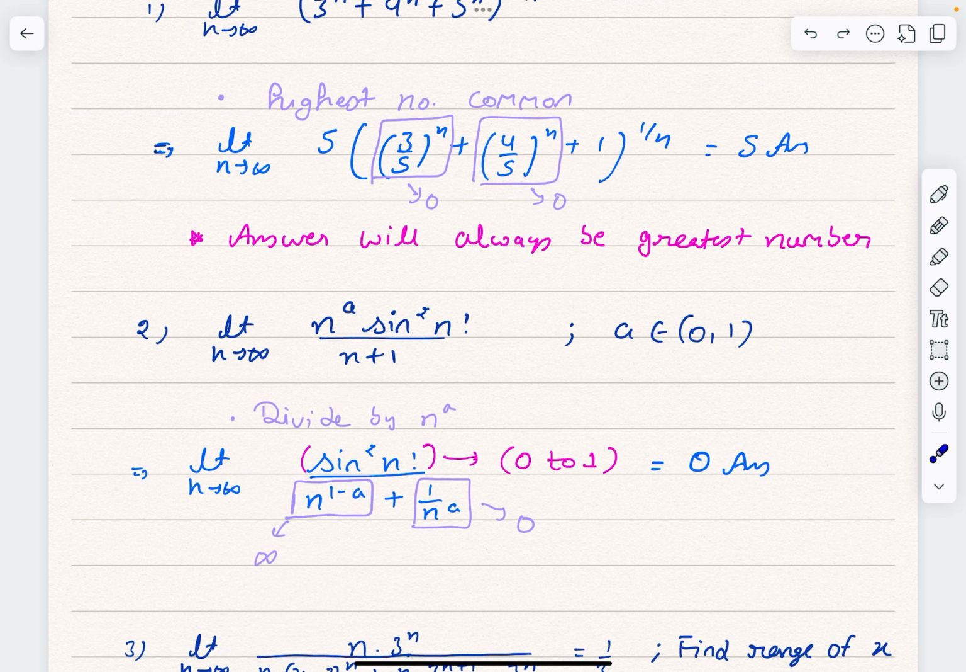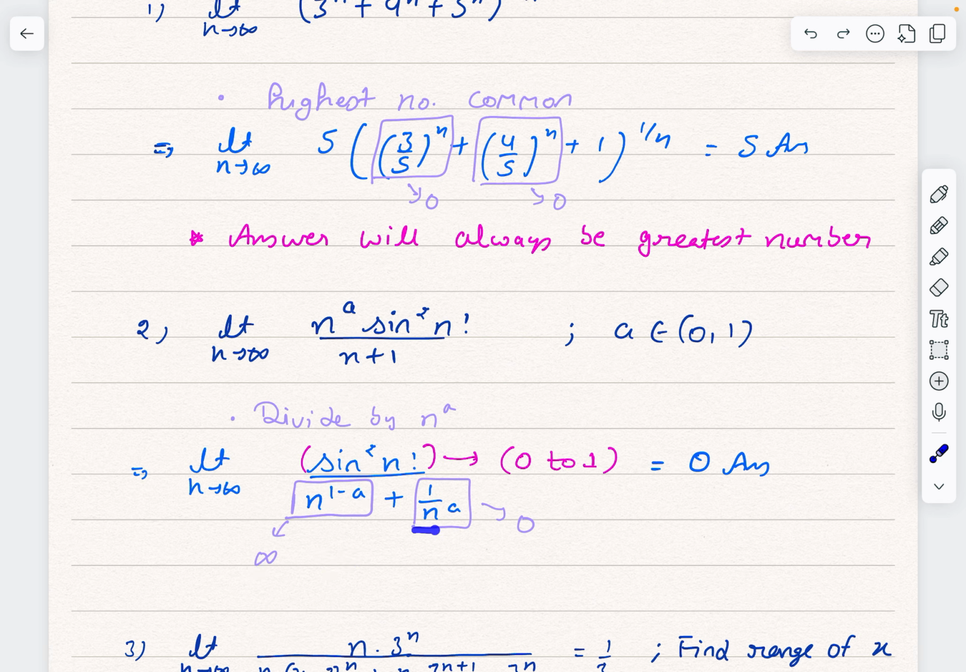Let's start now. What we do here is we divide by n power a. So the numerator will become sine square n factorial divided by n power 1 minus a. See, sine square n factorial, no matter what the value, will always lie between 0 and 1 only. Denominator: n power 1 minus a, a is between 0 and 1, so 1 minus a will be some positive number only. And infinity power something positive will be infinity.